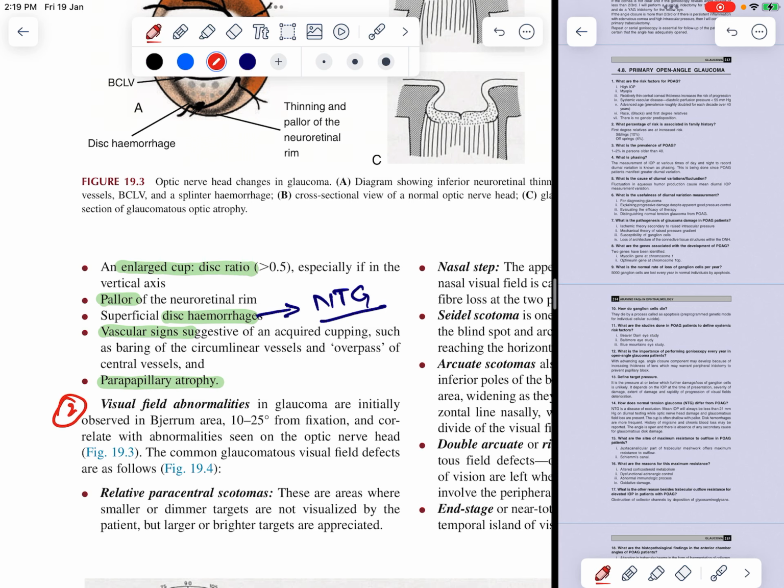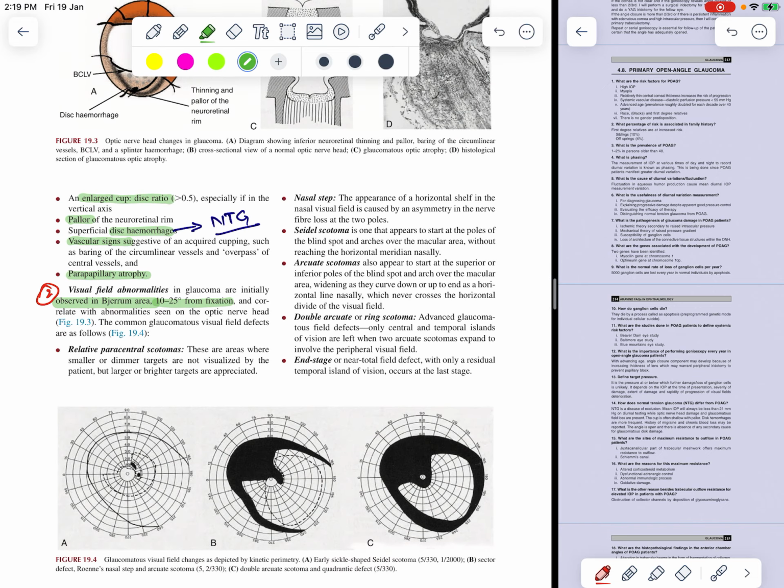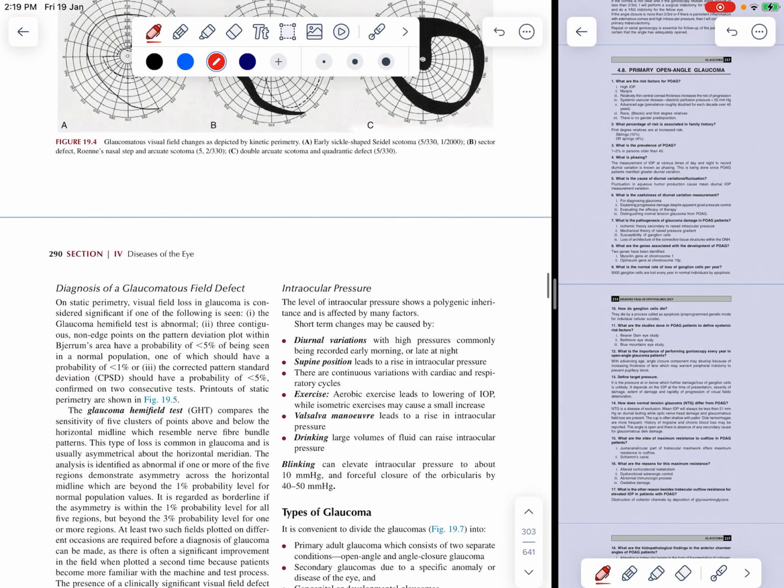Next, visual field abnormalities. Again, I'll be highlighting the points. Observed initially in Jaeger's area, 10 to 25 degrees from fixation, and correlate with the abnormalities seen in optic nerve head. The common field defects, I know you are well versed with it. Just get the names right and you are through the exams. Paracentral scotoma is the first, Ronne's nasal step, Seidel scotoma, arcuate scotoma, double arcuate scotoma, end stage or near total field defect with only residual temporal island of vision which occurs at the last stage.